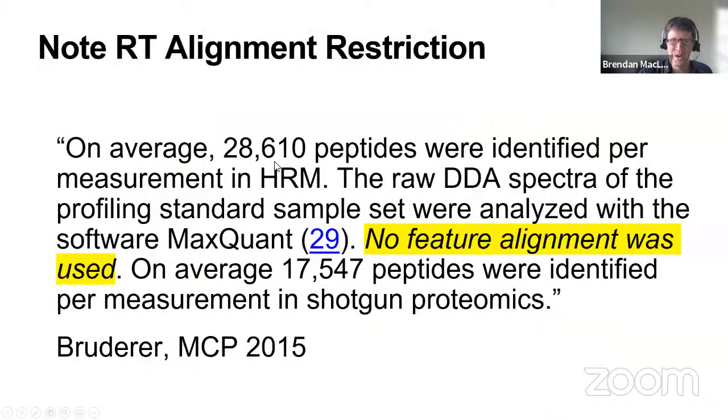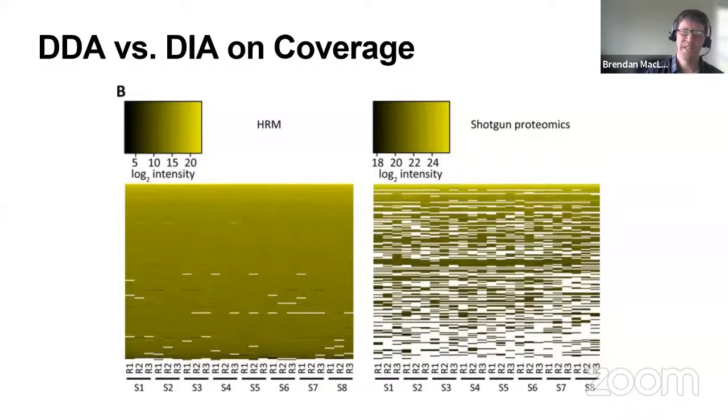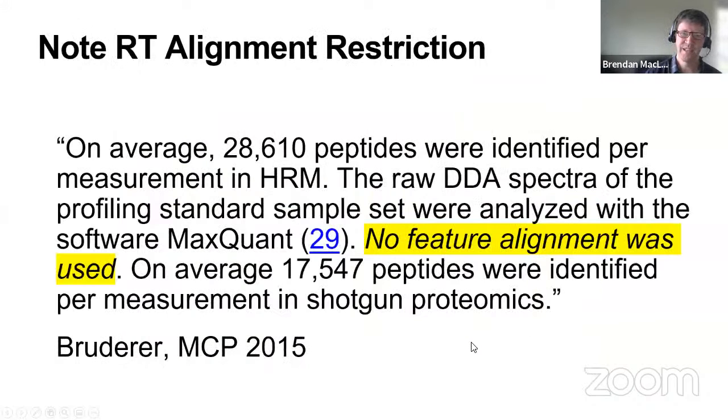But the one caveat is that if you read the paper closely, it says no feature alignment was used, and that's not really how people do things with MaxQuant. Most people would use feature alignment, and so while this plot is very accurate for TMT, where you can only get the quantitative measurements out of the MSMS.